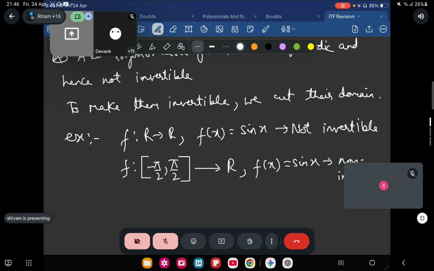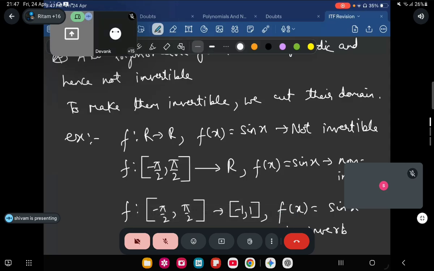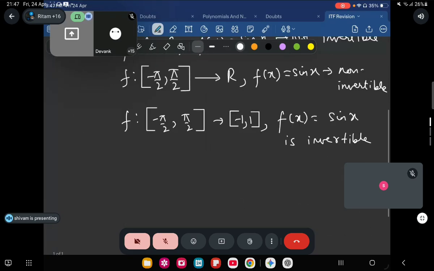Okay, next. So let us cut out its range also. I mean, cut out its codomain. f maps minus pi by 2 to pi by 2 to the closed interval minus 1 to 1. Now tell me, is it invertible? Yes, f of x equal to sin x is invertible. So like this, you define an invertible function, I mean, all the inverse trigonometric functions.